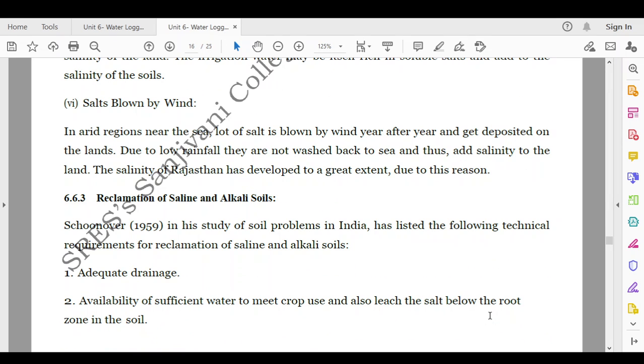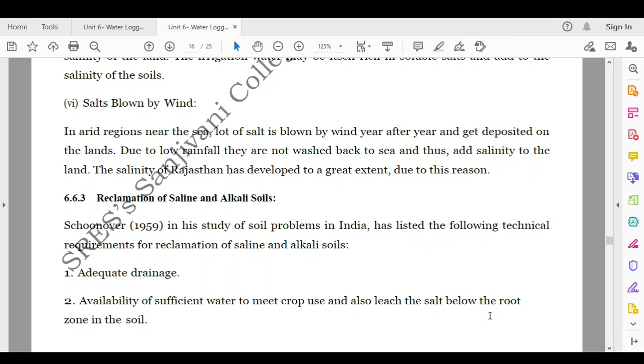Salts blown by the wind. In arid regions near the sea, a lot of salt is blown by wind year after year and gets deposited on the lands. Due to low rainfall, they are not washed back to the sea and thus add salinity to the land. The salinity of Rajasthan has developed to a great extent due to this reason.